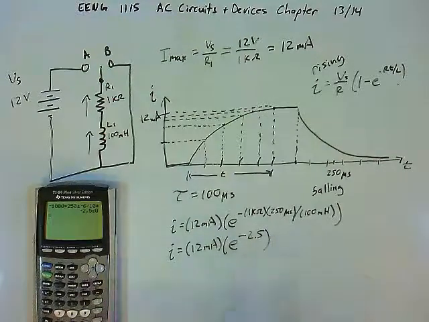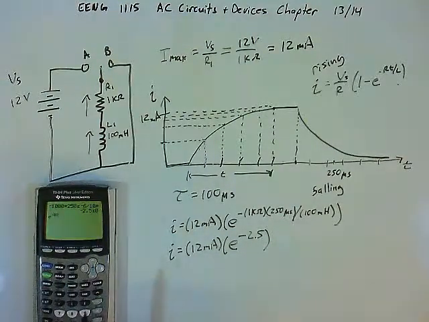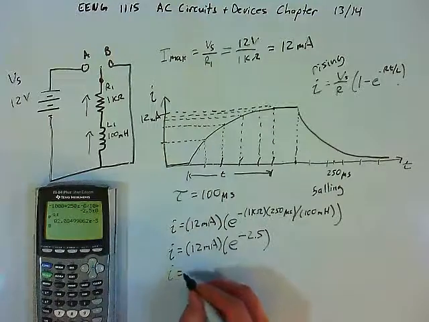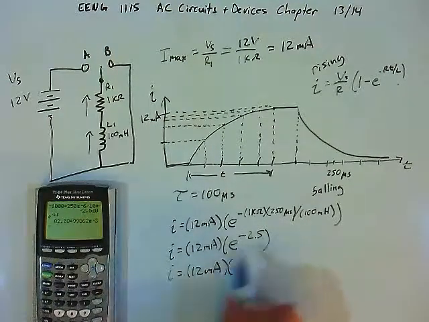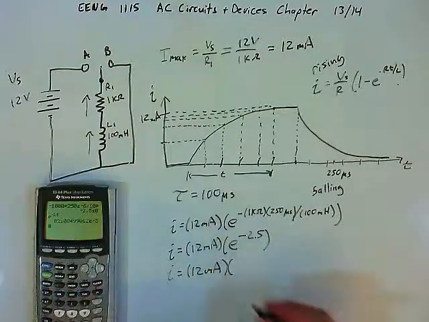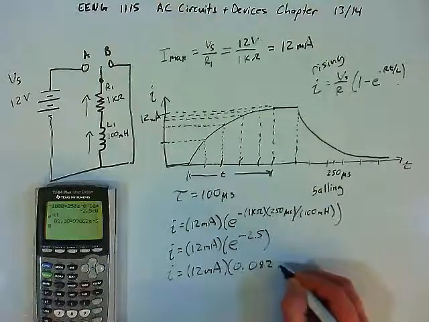So now we'll find e to the negative 2.5 power, e to the negative 2.5, which is 82 milli. So the instantaneous current will be equal to 12 milliamps times, and I'll write this as a decimal rather than in engineering notation, 0.0821.